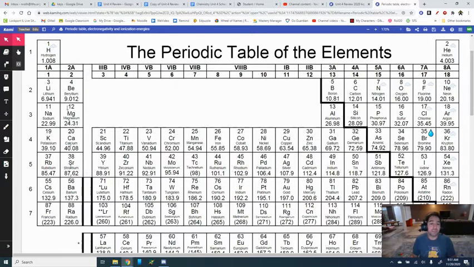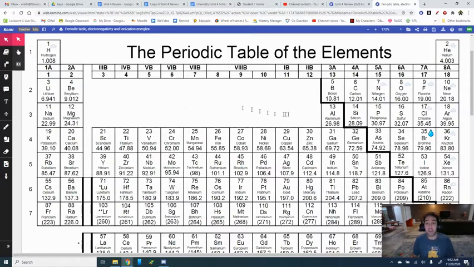Group 2 is the alkaline earth metals, and they're kind of like the alkali metals lite. Okay, they are reactive but not as reactive. They are soft but not as soft. They do form cations. They form +2 cations instead of +1 cations.